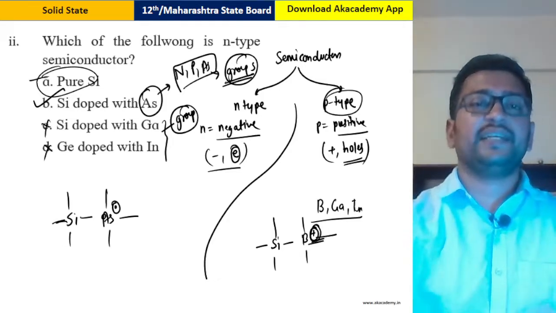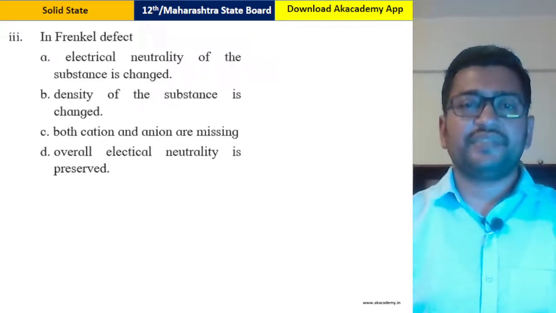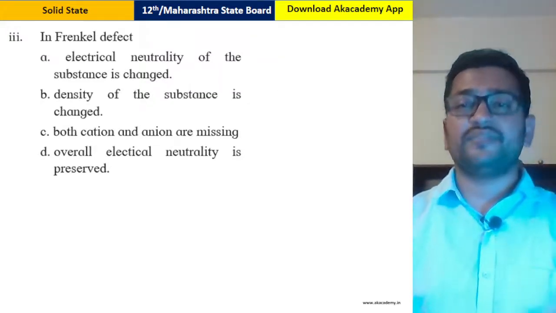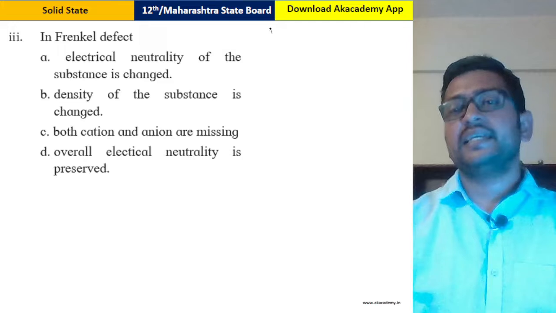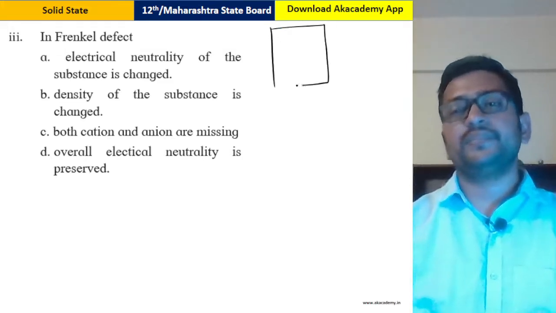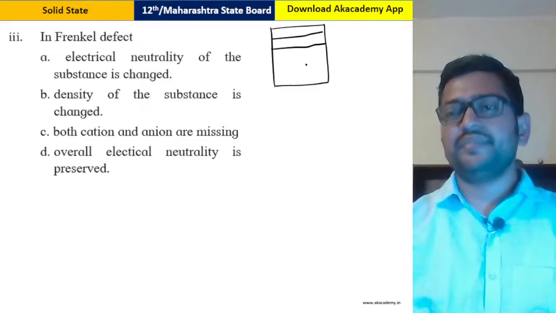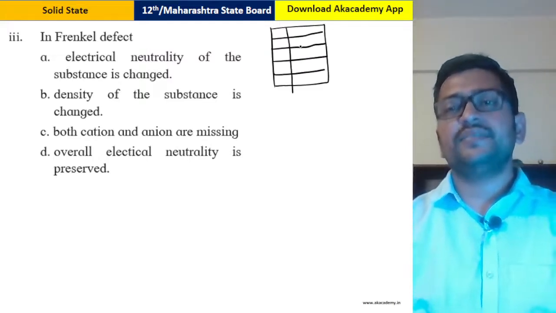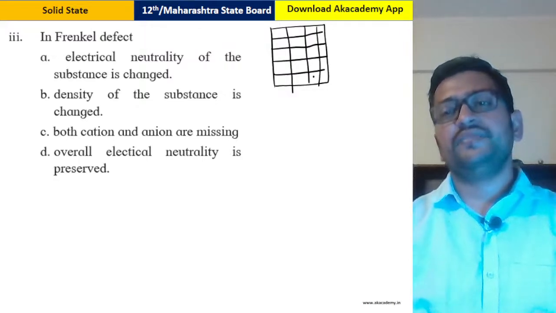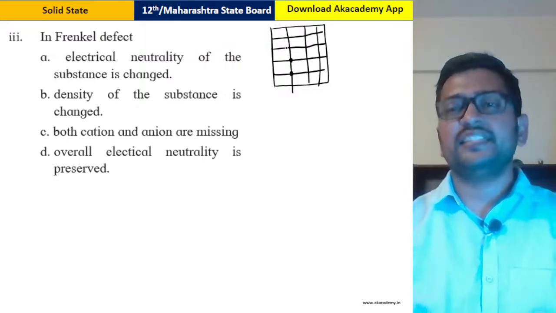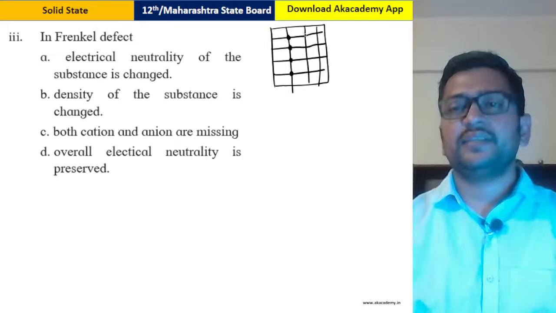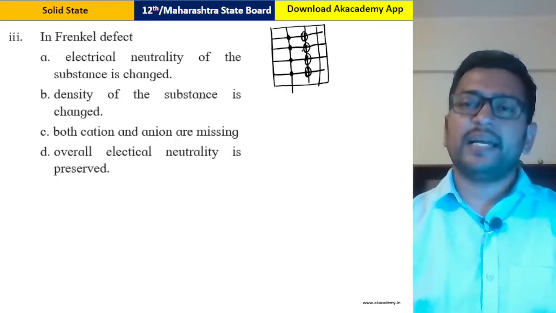Now let's move ahead to the next one. In Frenkel defect, what happens in case of Frenkel defect, my dear friends? Basically, if I try to explain, let's imagine we have many atoms present at these particular sites, and let's say these are positive and negative like this. So what happens over here?